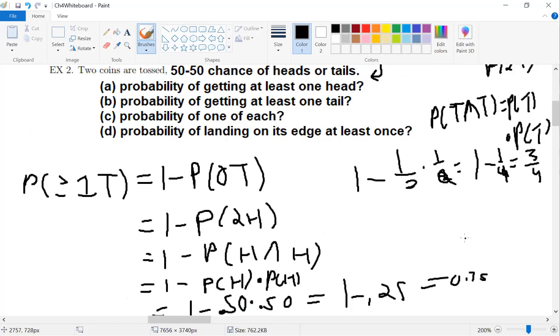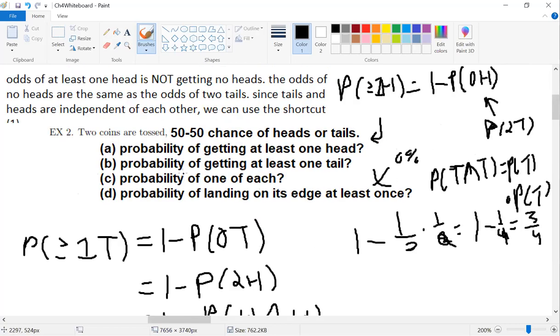I'm going to skip part C for a moment. We'll do part D. What are the odds of landing on our edge? 0%, 25%, 50, 75, 100. None of you like raising your hands, apparently. 0%. Can't land on the edge. If we can't land on our edge even once, how are we supposed to land on it at least once? So here, this is just 0%. This one is not a math problem. This one's a reading problem. You'll notice as I go over the assessment answers, some of them were actually kind of sort of reading problems.